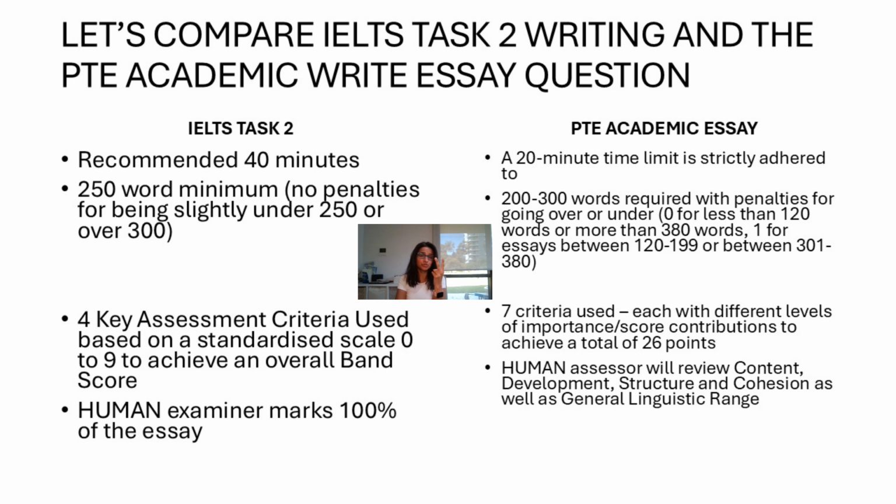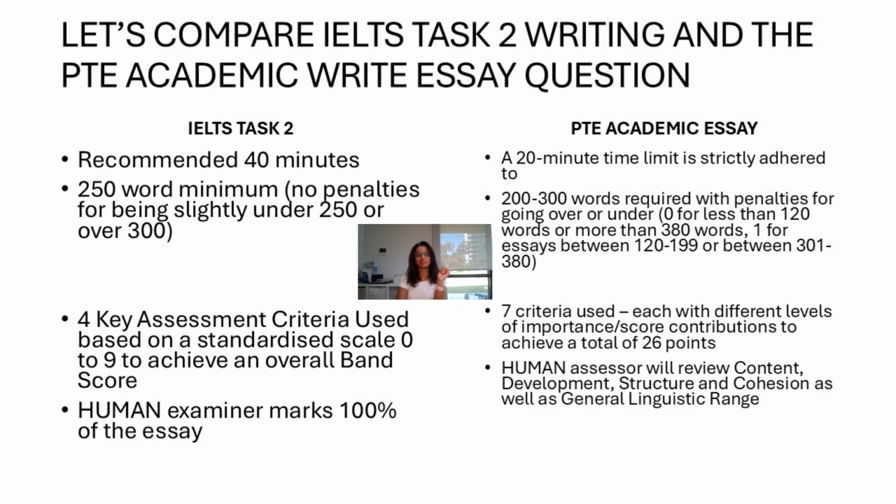So if you want that 2 for form, you need to stay within the word limit, because again, this is marked by AI. Next, IELTS writing is assessed by 4 key assessment criteria. They are task response, coherence and cohesion, lexical resource, and grammar. Okay?